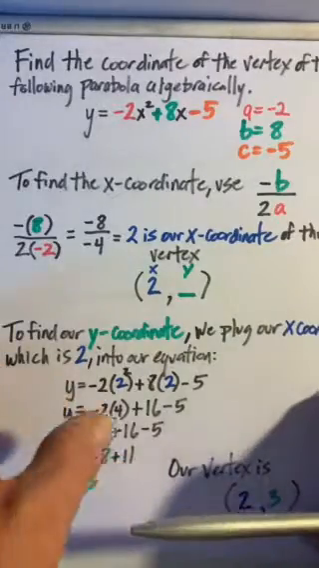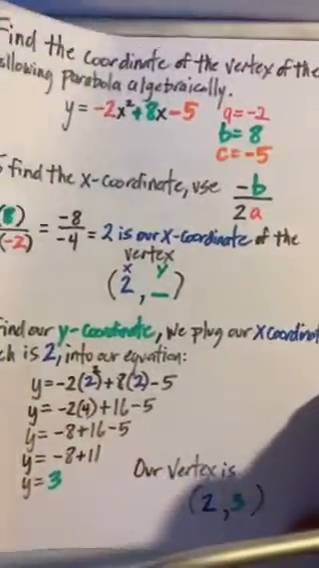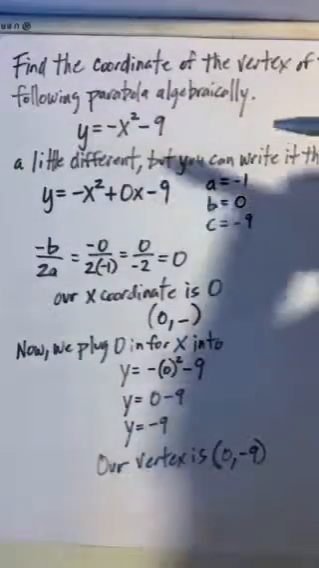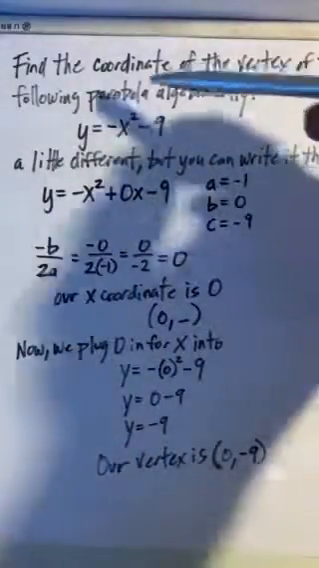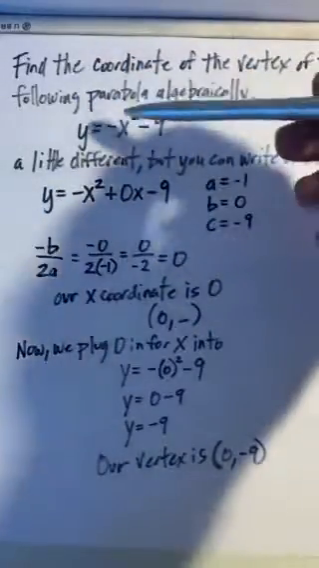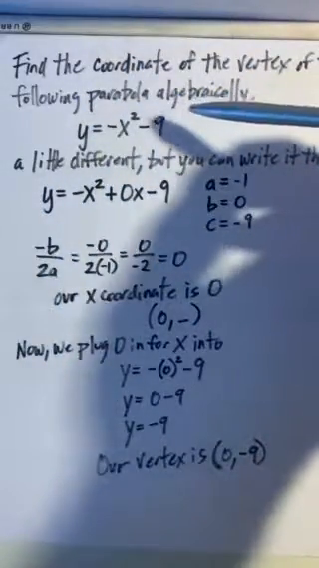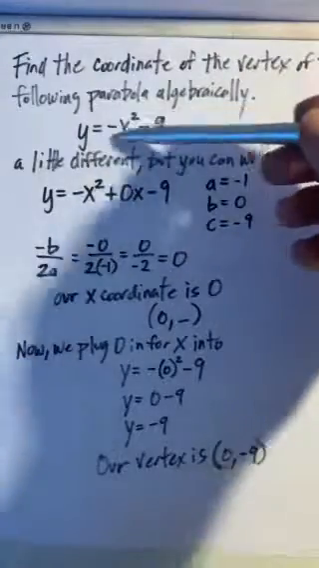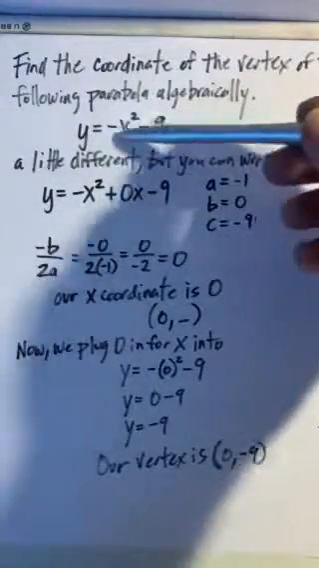Hopefully that's pretty simple. Now we're going to do one that's a little bit tricky, but not as bad as it looks. And you'll see this on your Delta Math. Now we've got a problem. They want us to find the coordinate of the vertex again, of the following parabola algebraically. But now there's no b in here, if you'll notice. There's no b part of our equation.